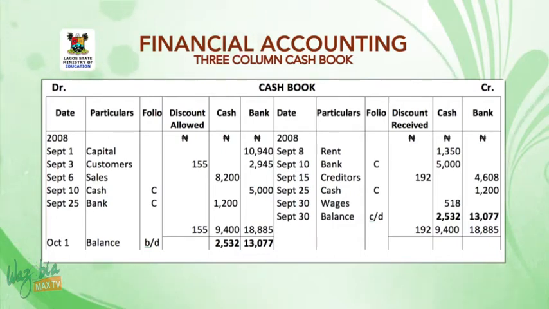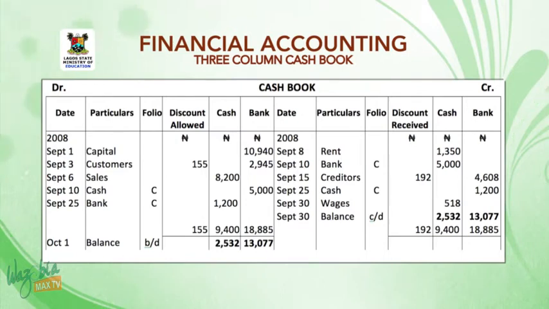On September 3rd, you receive a check from a customer, you less 5%, which we have calculated earlier on. How do you post this one? You debit it. Under particulars, you write customers. Under discount allowed, you write 155 naira. And under bank, you write 2,945 naira.